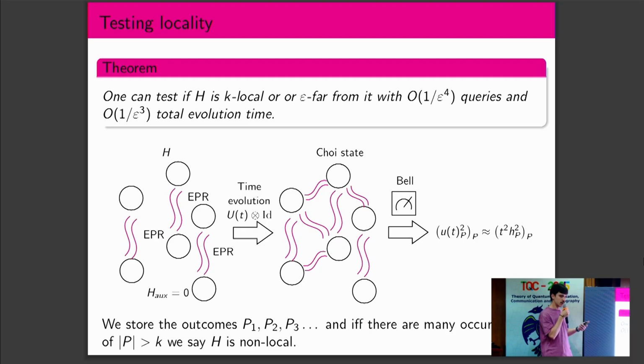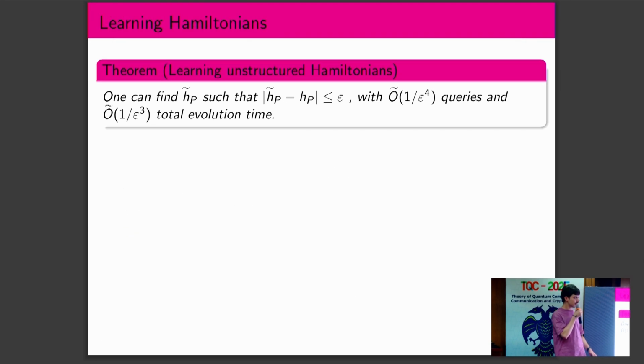So what they do is take this algorithm and make it smarter, and what they are going to obtain is a 1 over epsilon to the 3 query algorithm that also uses just 1 over epsilon to the 2 total evolution time. So if you like this talk, come with me later for session A. Okay, so now let me talk about learning Hamiltonians.